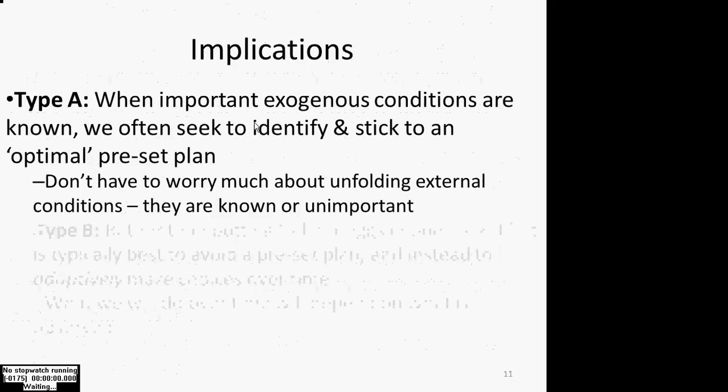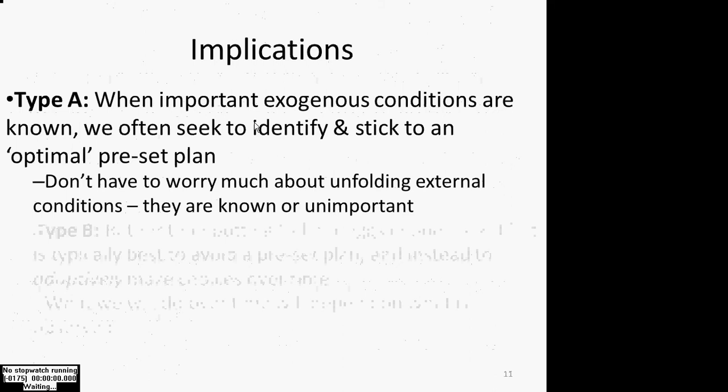So, with the first type of problem, often we assume some known exogenous condition, some estimate or typical exogenous conditions, and we stick to some preset plan. We say, okay, this strategy is generally best, and we'll stick to it. We don't have to worry about unfolding external conditions over time. We will say, okay, we're going to vaccinate. It looks favorable to treating people, and we're going to roll out vaccination in this way. And if there's uncertainty about rainfall, it doesn't really affect the efficacy of this intervention.